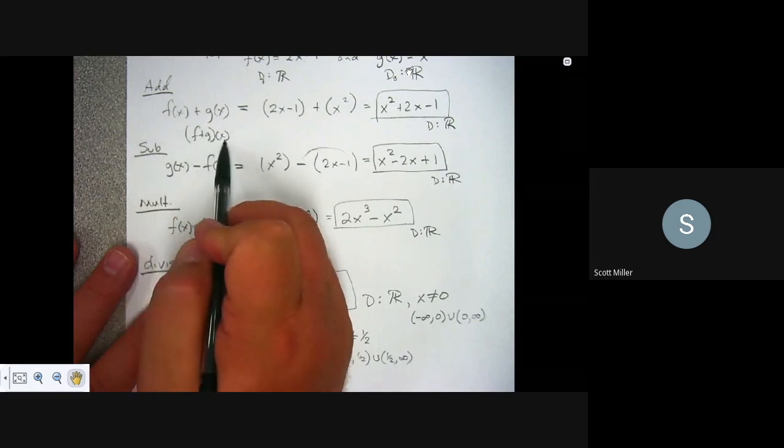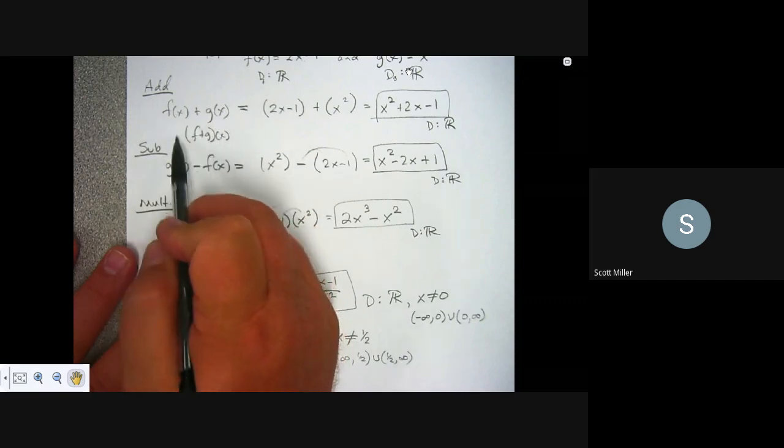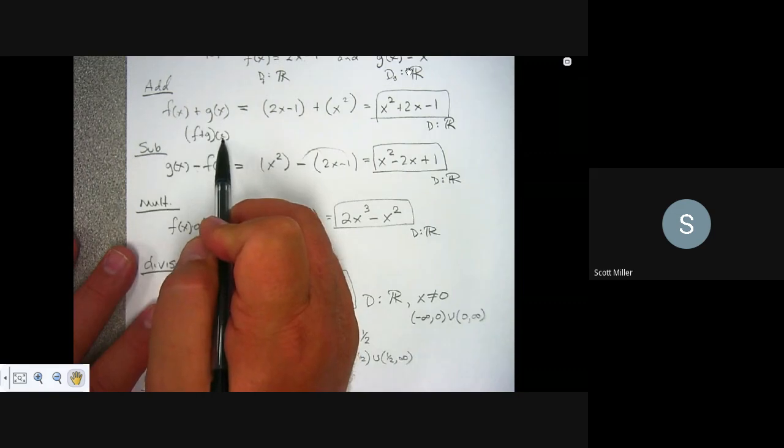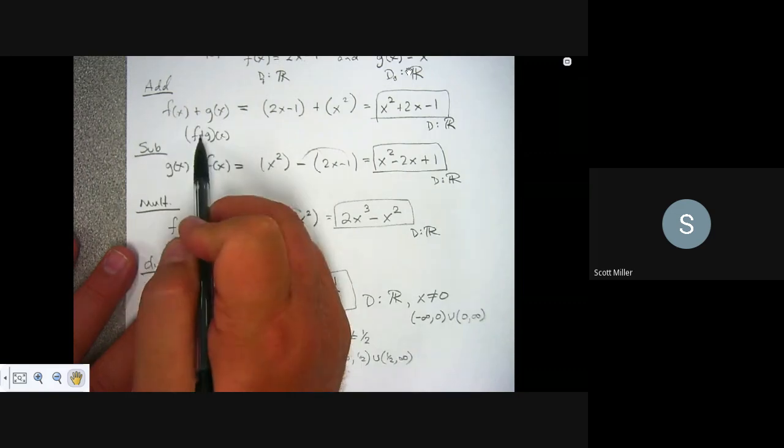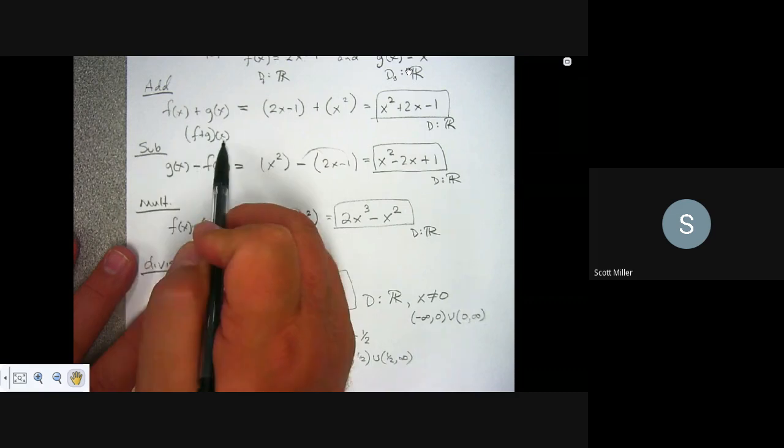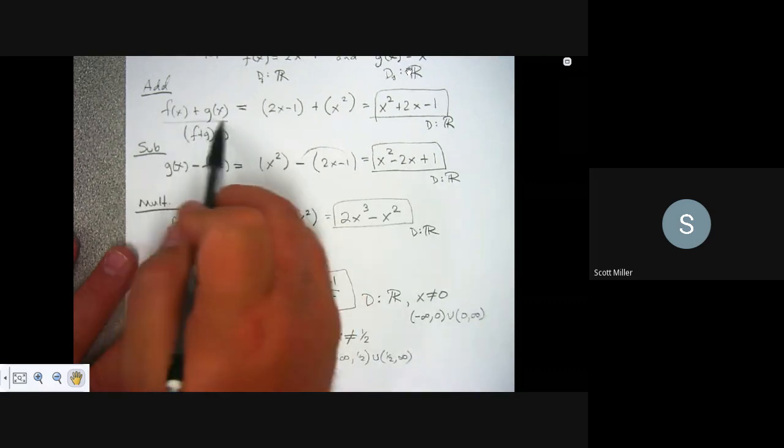Just like right here, this is f of x. It does not mean f times x. This does not mean this times x either. This is a function name called f plus g and the variable x. This is f plus g of x. That's what this means. Please do not confuse it. This is not a multiplication. This is not a distributive property. This is not an x tacked on to the end that I multiply later. It is just a notation that means exactly the same as this.